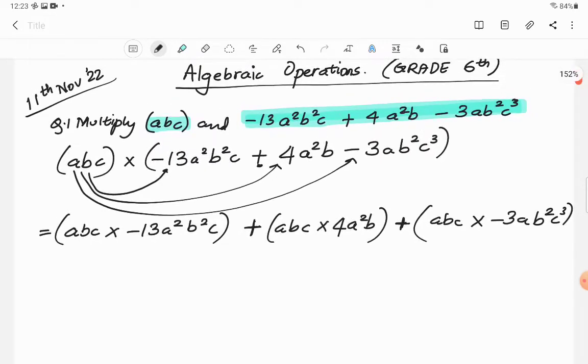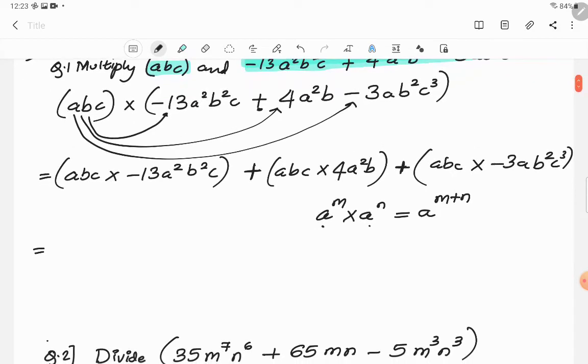Here we are going to use the product law of exponents. So what is the product law of exponents? It says that a to the power m multiplied by a to the power n is always equal to a to the power m plus n. So if the bases are common, the powers can be added for that particular base. Alright, so using the same product law, we can write the next step.